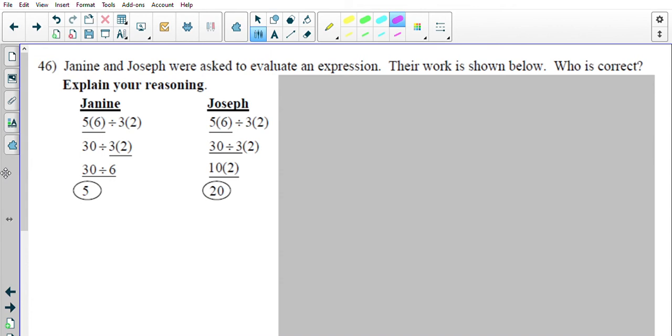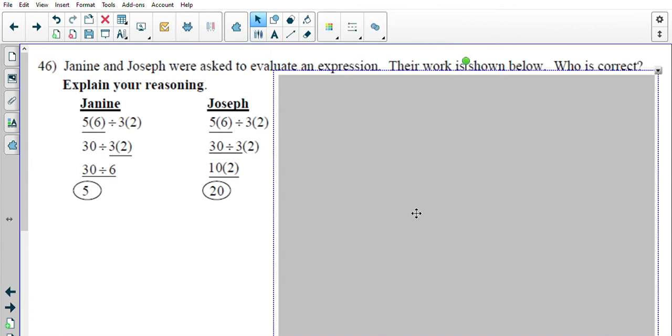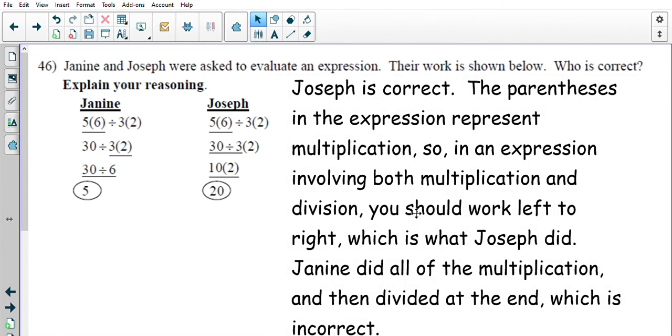So I hope that you recognize that Joseph is correct. Now you're going to notice my explanation is very long here. You might not need quite as much as I have here, but Joseph is correct. The parentheses in the expression that both are given represent multiplication. So in an expression involving both multiplication and division, keep in mind you need to work left to right, and I do suggest, neither of them did this, but I do suggest rewriting those parentheses as multiplication, like 5 times 6, 3 times 2. So you should be working left to right, which is what Joseph did.